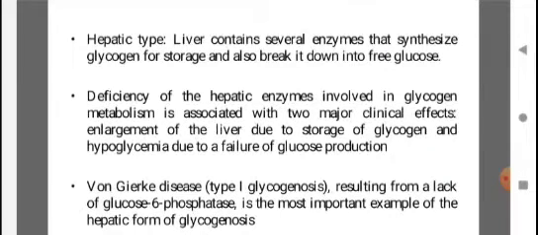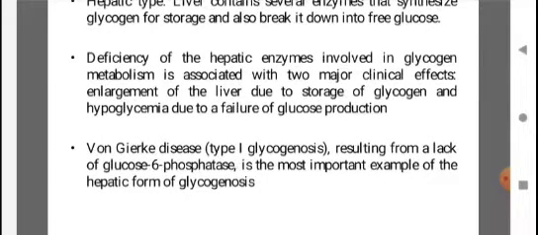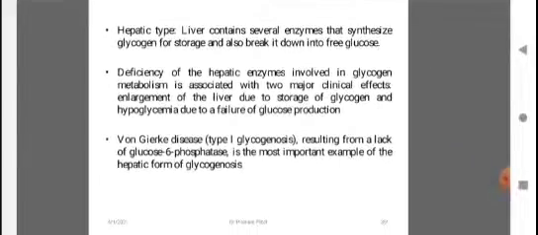Hepatic type: the liver contains several enzymes that synthesize glycogen for storage and also break it into free glucose. Deficiency of a hepatic enzyme involved in glycogen metabolism is associated with 2 major clinical effects. First is enlargement of the liver due to storage of glycogen, and second is hypoglycemia due to failure of glucose production. So here hepatomegaly occurs and there is hypoglycemia due to failure of glucose production. Von Gierke disease, resulting from lack of glucose 6-phosphatase, is the most important example of the hepatic form of glycogenosis.